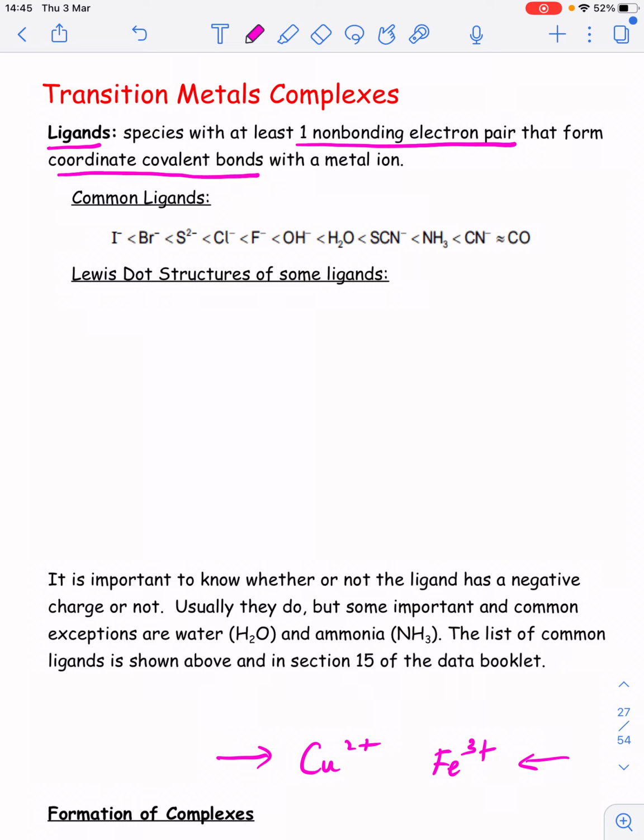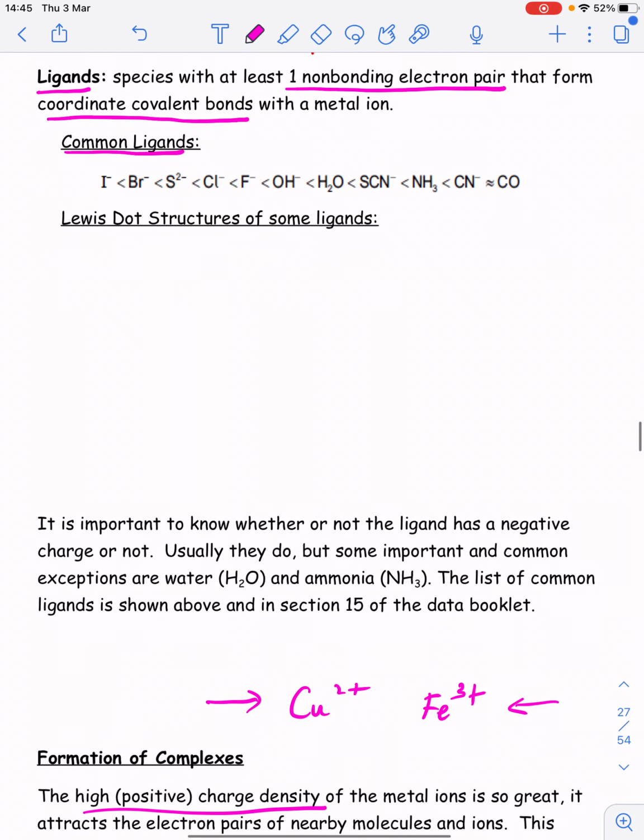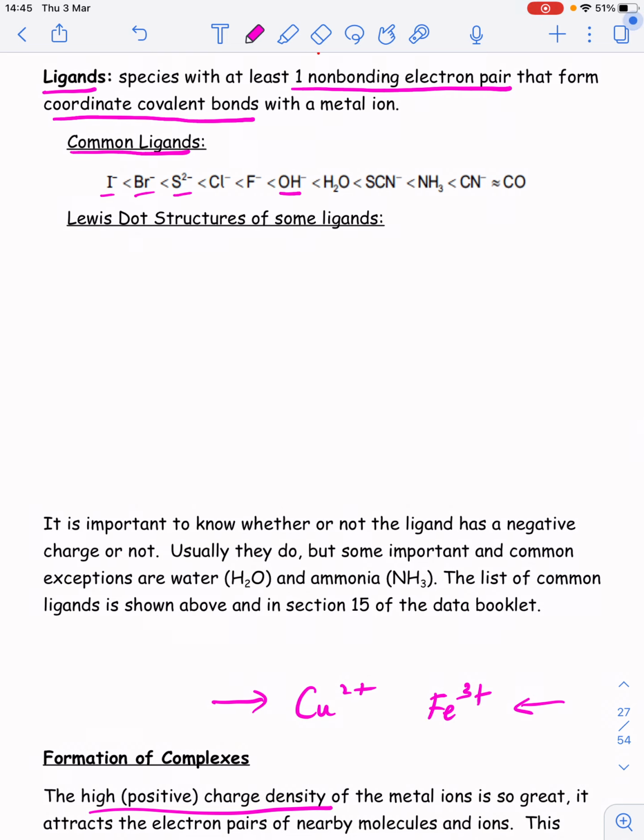This list here is in the data booklet. The list of common ligands is in the data booklet, and eventually we'll talk about why they have these greater than symbols, but that's not for right now. Now, many of them are single monatomic ions like I-, Br-, S2-, those are just a single atom. Some of them have two atoms, like hydroxide.